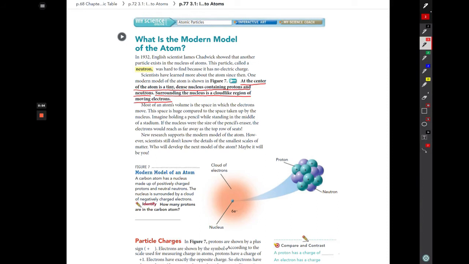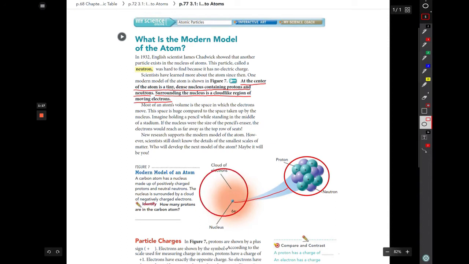Now we're learning that it is the protons and the neutrons that make up the nucleus of the atom. This represents the nucleus of the atom, again made up of the protons and the neutrons. That nucleus is at the very center of the atom, and then all of the electrons are in this cloud that orbits around the tiny little nucleus that is here at the center.